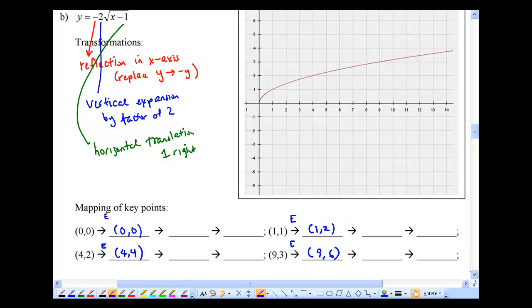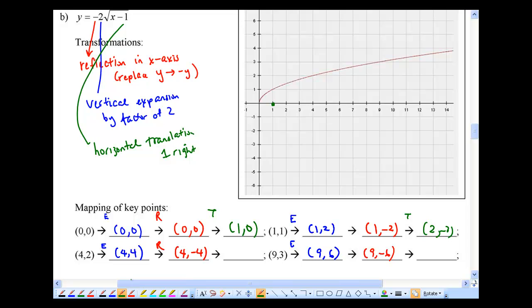The next thing, of course, is our reflection. So reflection changes the y value. 0 still stays the same. This becomes negative 2, negative 4, negative 6. Last but not least, the horizontal translation. So now let's shift everything 1 to the right. So 1 comma 0. Let's start graphing. 1, 0.